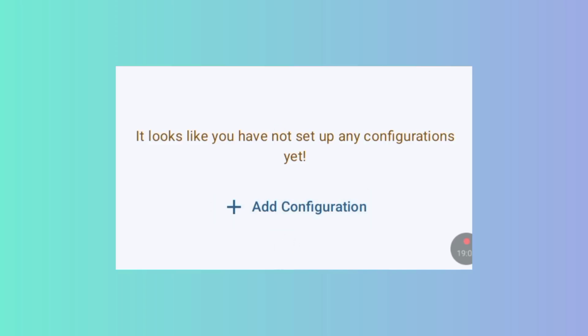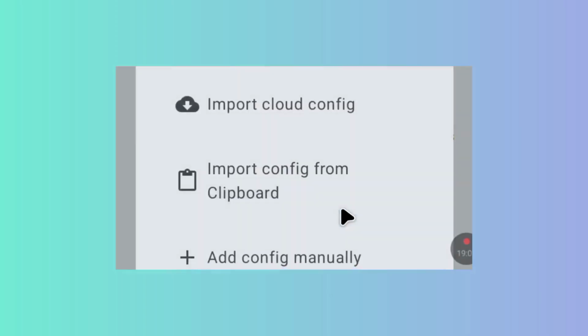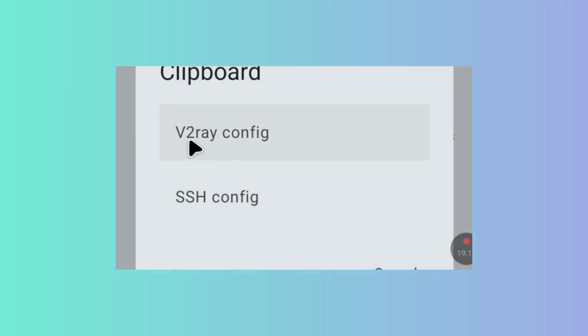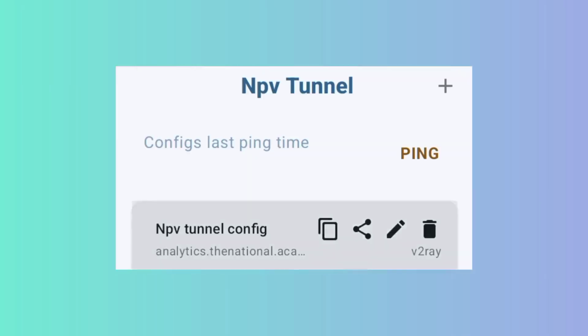And when you reach NPV Tunnel, tap on this add button, add configuration button. From here, tap on import from clipboard. Then opt for V2Ray config, and your configuration will be put in place. And that is the accurate way of setting up and configuring NPV Tunnel, and those are the steps which are followed in order to create a configuration of NPV Tunnel. So all this is done to set up NPV Tunnel in order to achieve a reliable, secure connection, extra protection when you are online.